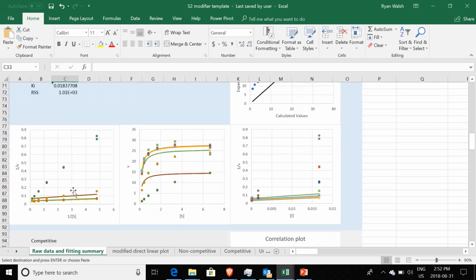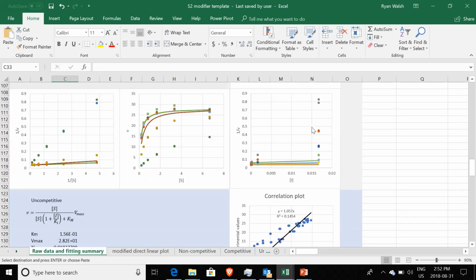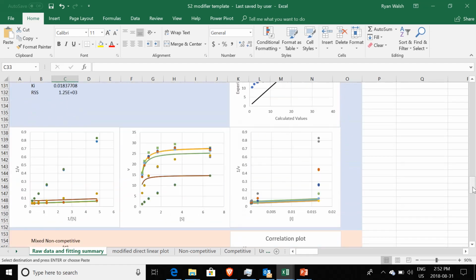And then you have your Lineweaver-Burk plot showing that right now it's a very poor fit. The calculated values do not fit the experimental very well. Same with the direct velocity versus substrate, and the Dixon plot also showing a terrible fit, and that's mirrored in all of these.